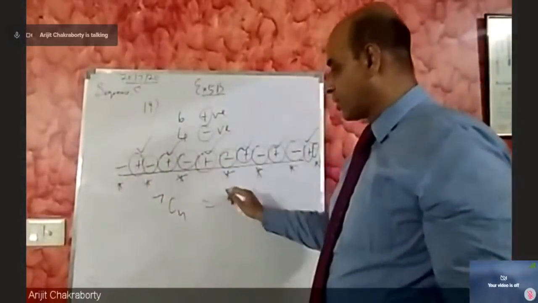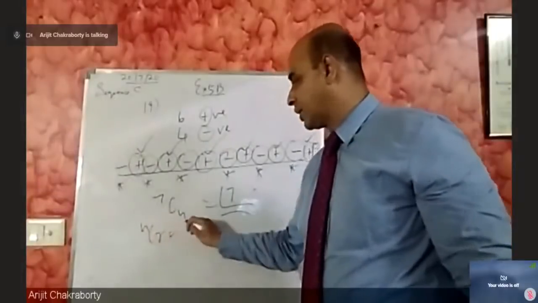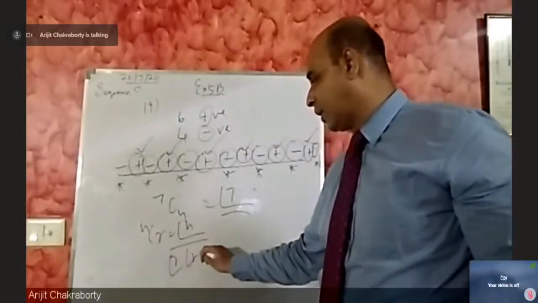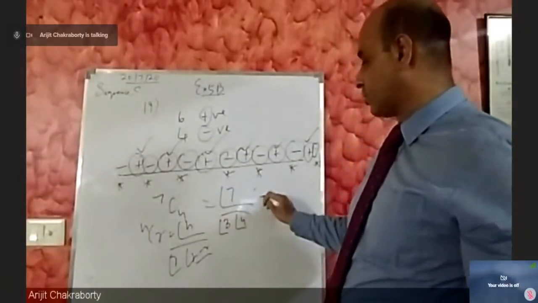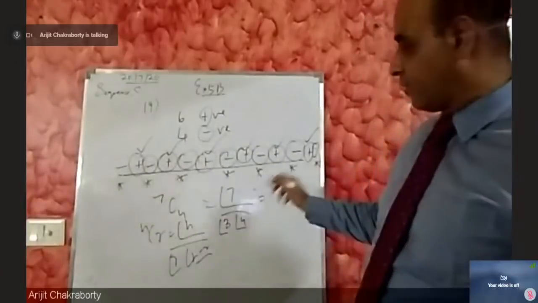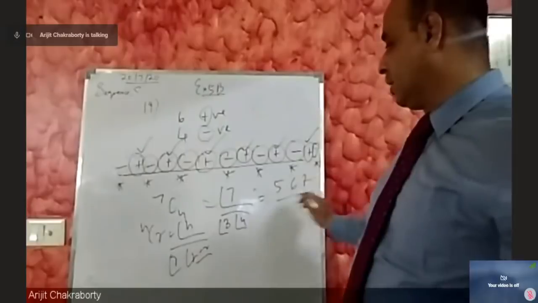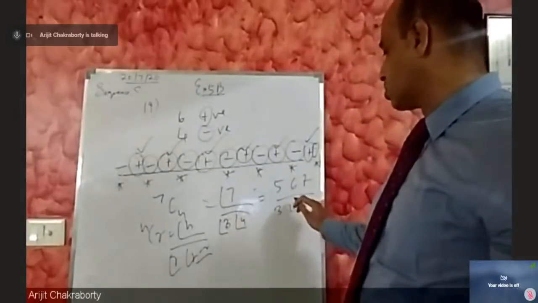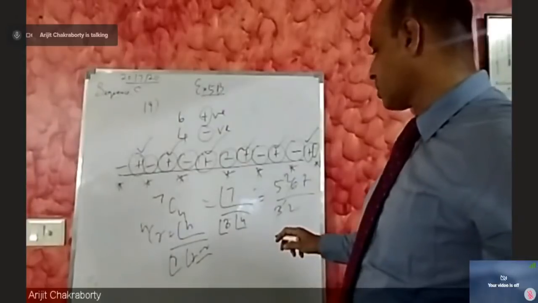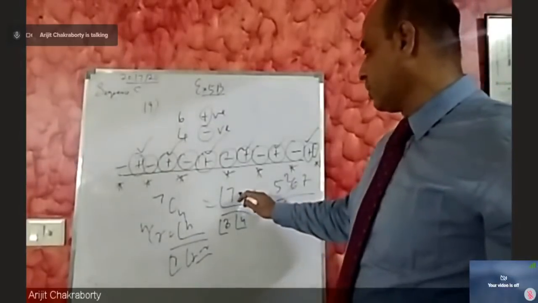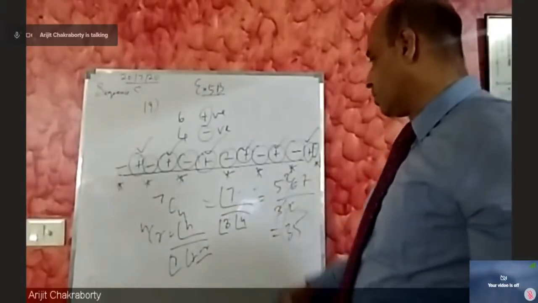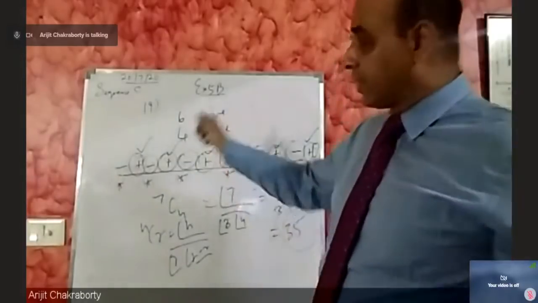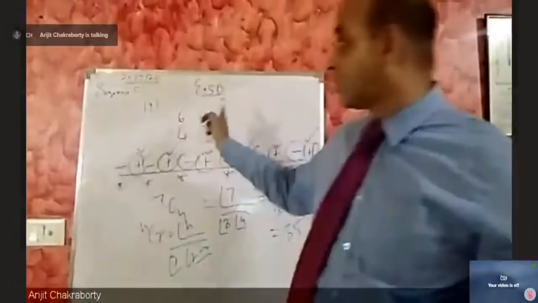Now this 7C4, if you calculate nCr, that is n factorial divided by r factorial into n minus r factorial. So it is 7 factorial divided by 3 factorial into 4 factorial. So this comes to 5 into 6 into 7, divided by 3 into 2. 3 twos are 6, 2 twos cancel out, so it is 35. So there will be 35 ways in which this arrangement can be done. This is question number 19 of 5B.